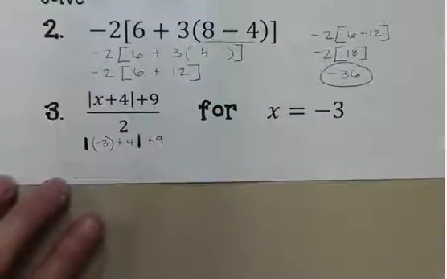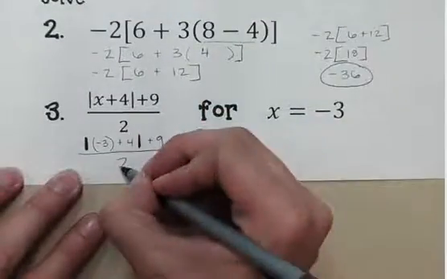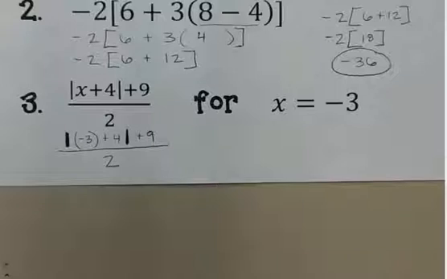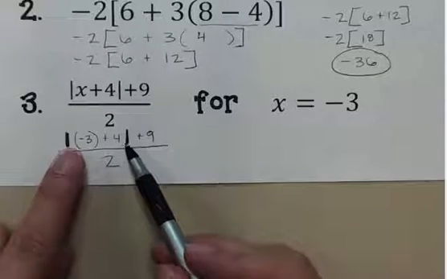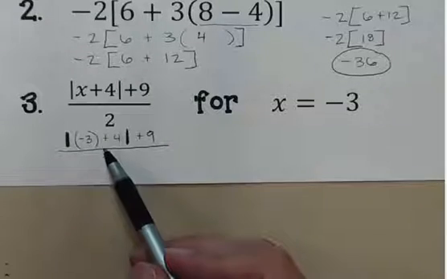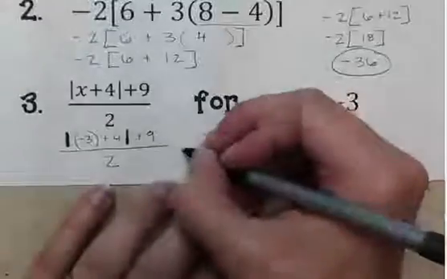Okay, I'm going to add the plus 9, all divided by 2. So my next step here is looking at the grouping symbols. Okay, in this case it's the absolute value bar. I need to simplify everything in there to one number. Okay, so let's do that first.